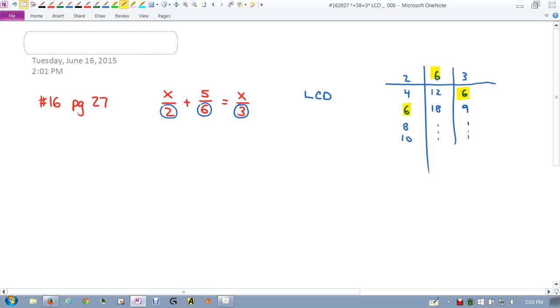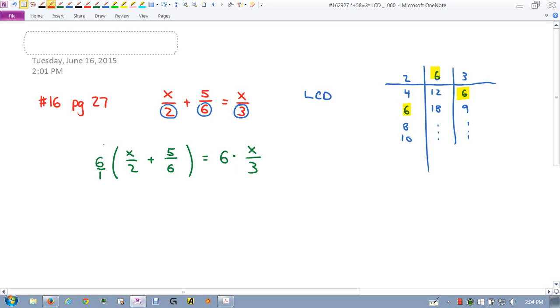All right, so what do we do with that LCD? Once we find it, what do we do with it? Multiply both sides of the equation by that 6. Now on the left side, I must use parentheses because there are 2 terms, and I'm going to multiply everything by 6, so each term has to get multiplied by 6. On the right side, there's only one fraction, so I'm just going to multiply it by 6. Remember that 6 is the same as 6 over 1.